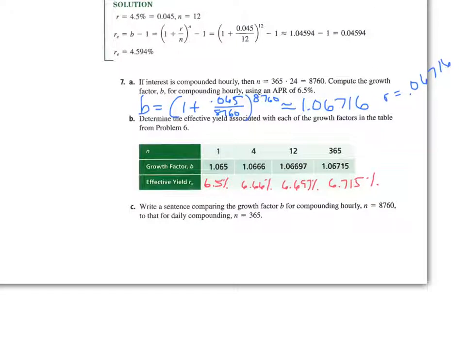Write a sentence comparing the growth factor if we compound hourly to daily. This one is our daily one and this one is our hourly one. If we look at the difference, it's really only a difference of 0.00001. So it was not a big difference at all in our yielding interest.